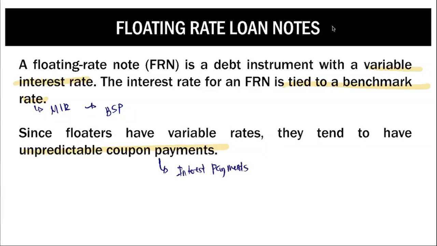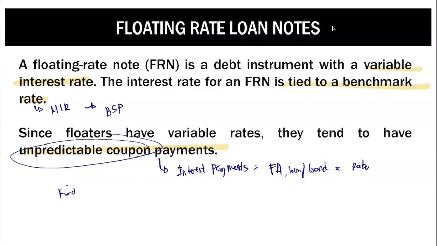When we say interest payment, this is equal to the face amount of your loan or your bond, and then you multiply it by your rate. Since the rate here is variable, therefore, there are unpredictable coupon payments, meaning unpredictable interest payments, unlike in your fixed. So if we try to compare fixed versus variable, let's say your fixed is 12% and your variable, the market interest rate on year one is 11.5%.